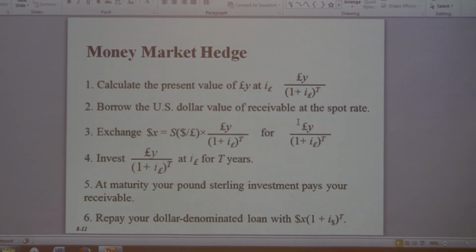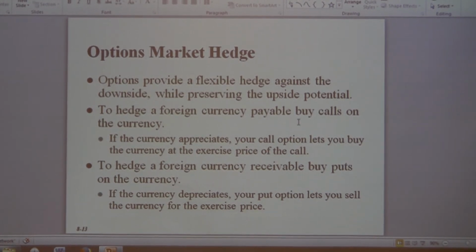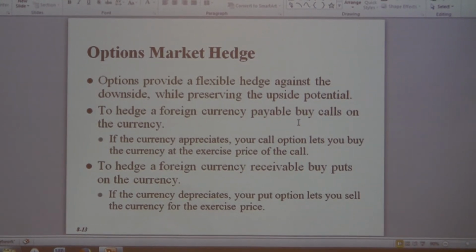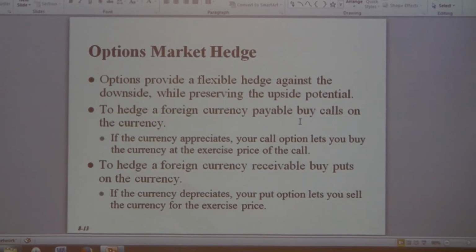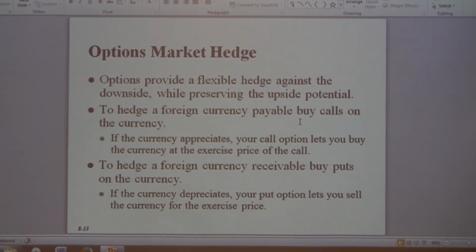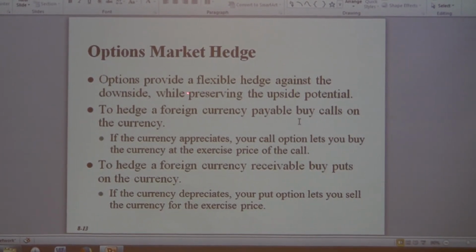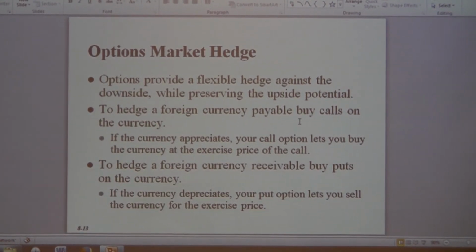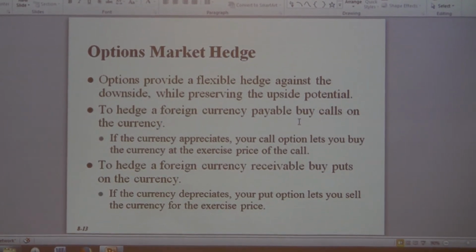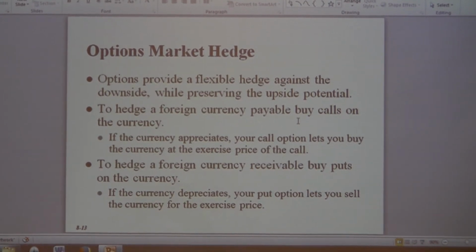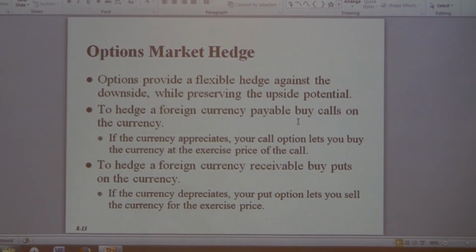So what I want to do now is talk about the options market hedge. We talked about the money market hedge, we talked about the forward hedge, and the last thing we want to talk about is the options market hedge. So options, as we talked before, provide a flexible hedge against the downside while preserving the upside potential. So you have more flexibility, so if the exchange rate goes up, you want to exercise, you want to buy the foreign currency at a cheaper price. On the other hand, if it goes down, you always have the flexibility of walking away.